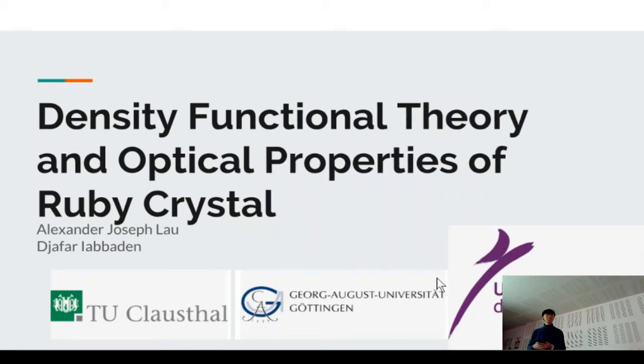I'm a little bit nervous to present to you what Jafar and I did in Germany: density functional theory, and our project to apply what we learned, called optical properties of ruby crystal. This presentation will be two parts. First, I'll introduce a bit about density functional theory and its different versions that you have seen from Jafar previously. And the second part, we will discuss the optical properties of ruby crystal.